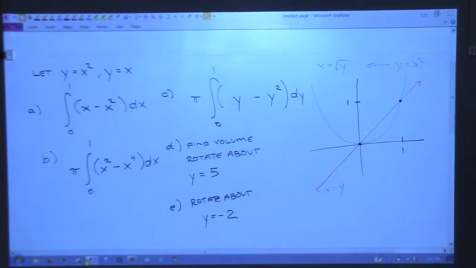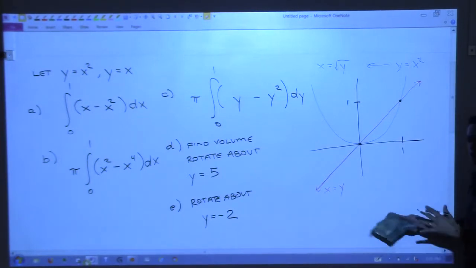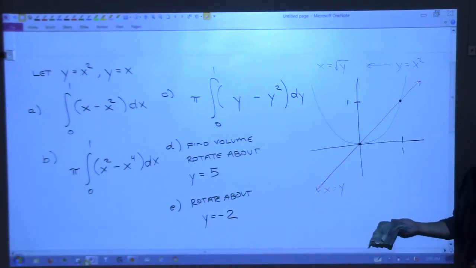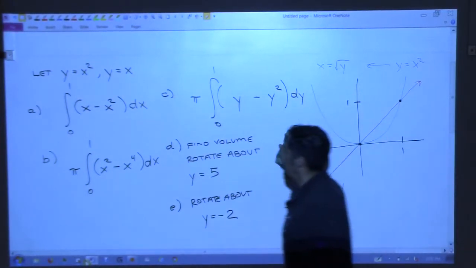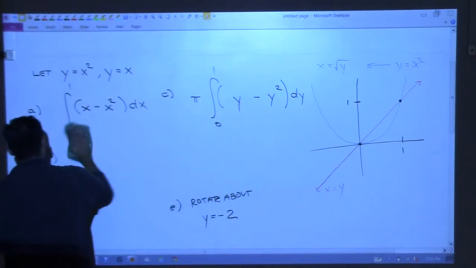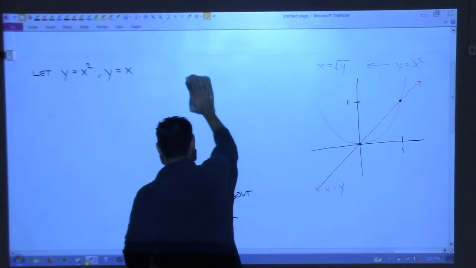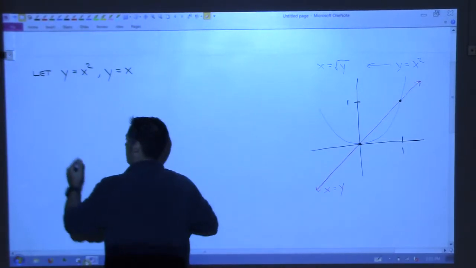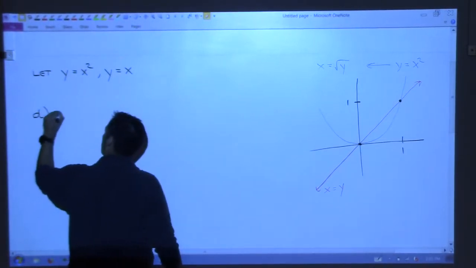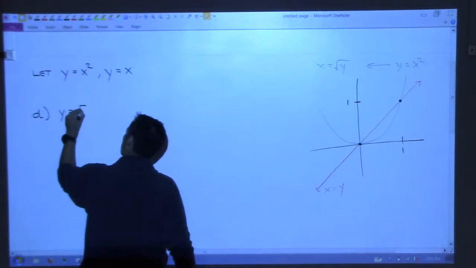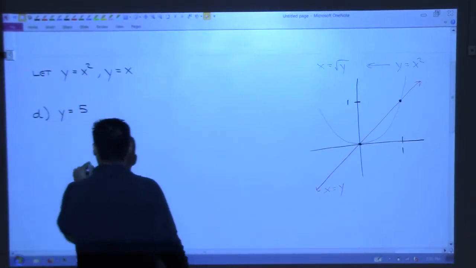Okay. So those first three don't require too much. Is that all right? You kind of follow that? All right, let's now do part D. And for part D, I'm going to start with a whole new picture. So for part D, I'm rotating it about y equals 5. Okay, so here's my picture.